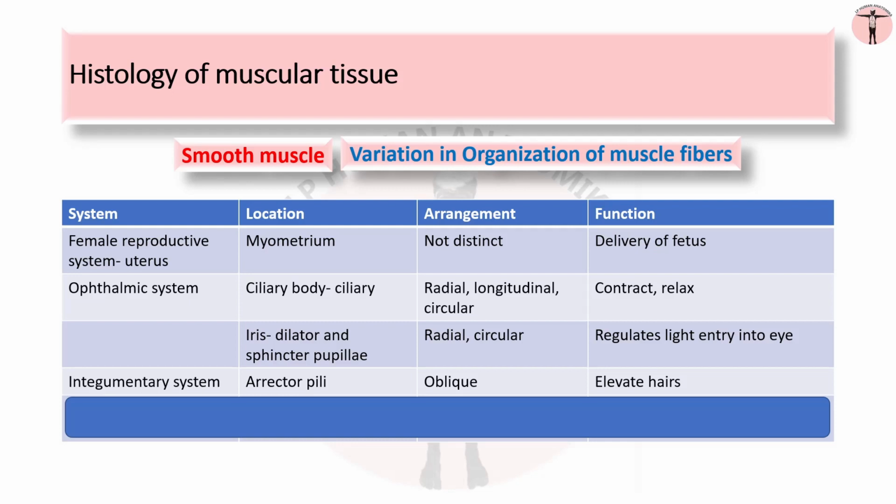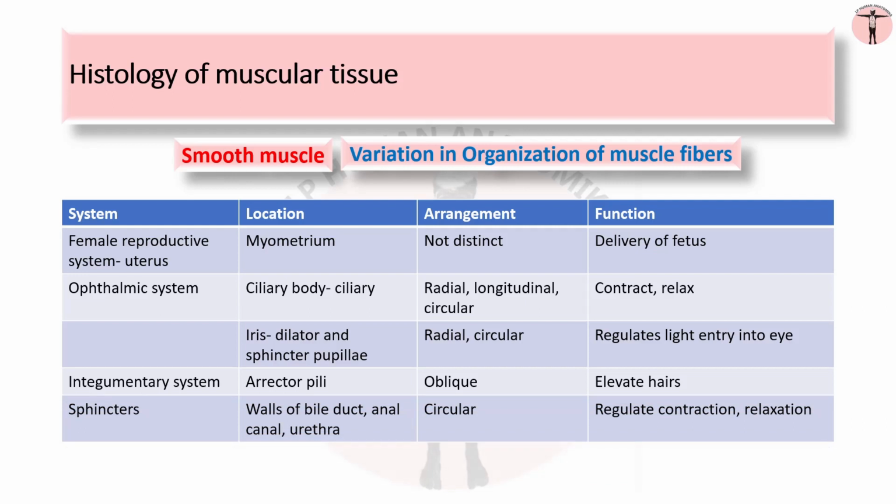And sphincters. The muscle fibers are arranged circularly around the wall, which regulates the contraction and relaxation, as in closing and opening of the hollow tubes, as in the bile duct or anal canal or urethra.